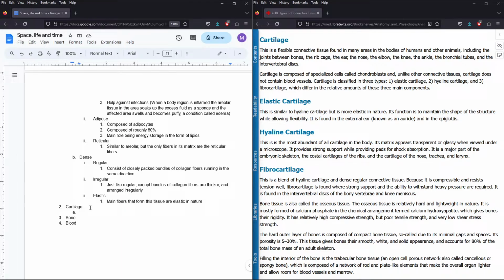So cartilage, it is a flexible connective tissue found in many areas of the bodies of humans and other animals, including the joints between bones, the ribcage, the ear, the nose, the elbow, the knee, the ankle, the bronchial tubes, and the intervertebral discs. Cartilage is composed of specialized cells called chondroblasts, once again, funny name, and unlike the other connective tissues, cartilage does not contain blood vessels. That's interesting. Does not contain blood vessels.